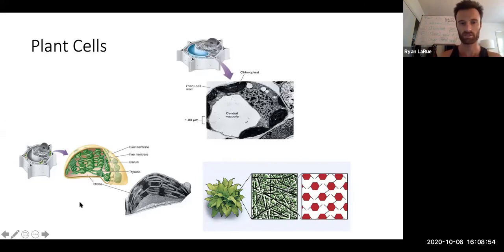Here are some pictures. Here's the chloroplast where photosynthesis occurs. Okay, sweet. Photosynthesis occurs in our chloroplast here. This is a cell wall, a picture of cellulose in the plant cells. And then here's our central vacuole, just a giant excess water storage organelle.